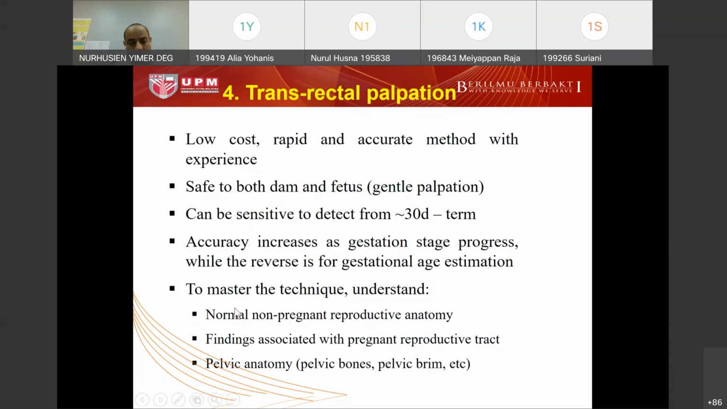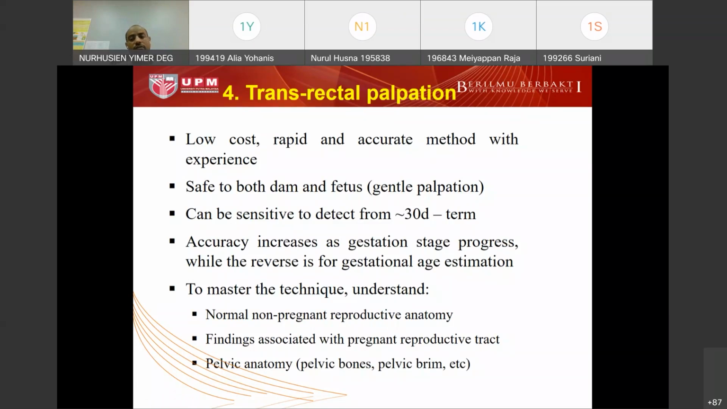All right, but of course it will be challenging when you are using this method in early-stage pregnancy. So what does it take for you to master this technique, or what are the things that you really need to understand to master transrectal palpation? One of the most important things is to understand the anatomy of the reproductive system of a non-pregnant cow. During the non-pregnant situation, you need to know how the cervix feels, how the uterine body feels, and you need to understand how the uterine horn and the ovary will feel, all right?